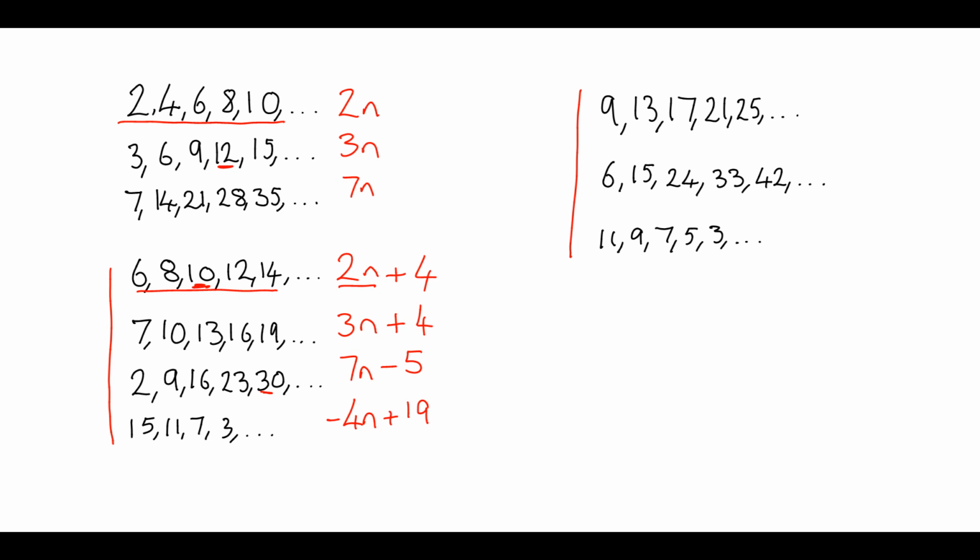Okay, so this first one's going up by 4 each time, so that's going to be 4n. I need to make the adjustment of adding 5. This next one goes up by 9 each time, so that's 9n. I need to make the adjustment of subtracting 3. And this last one here is going down by 2 each time, so that's minus 2n, and I need to make the adjustment of adding 13.